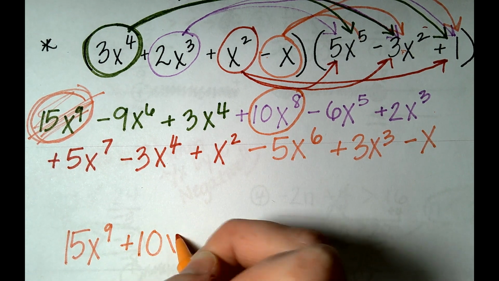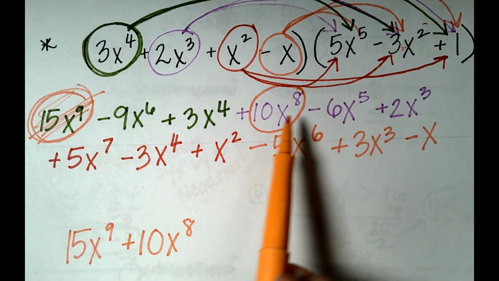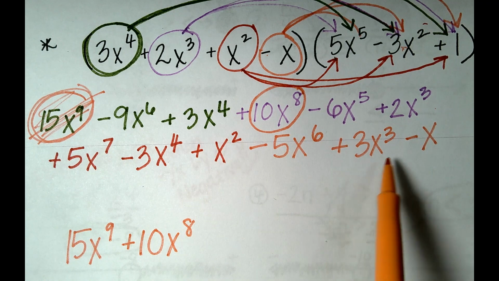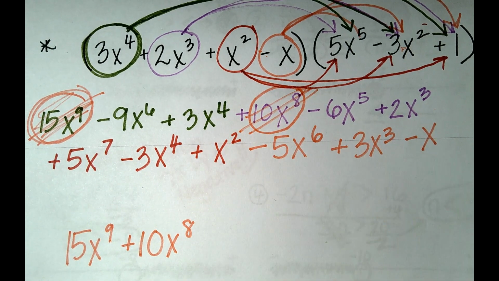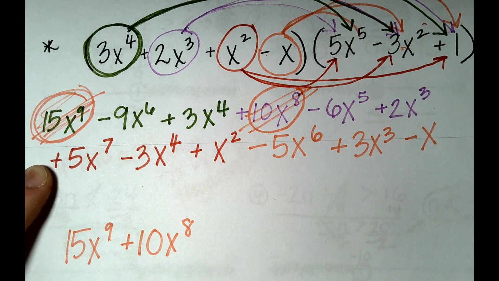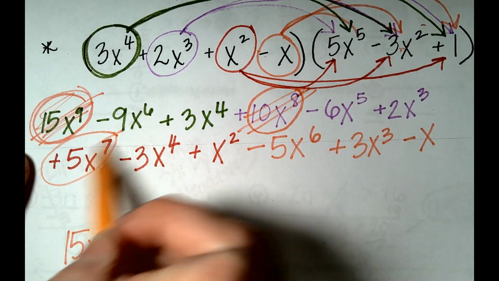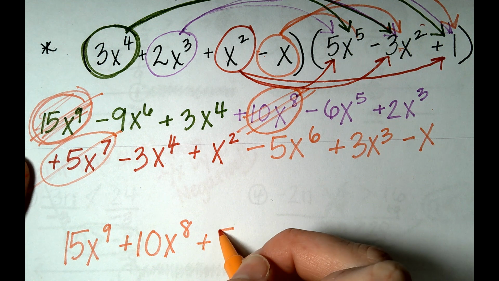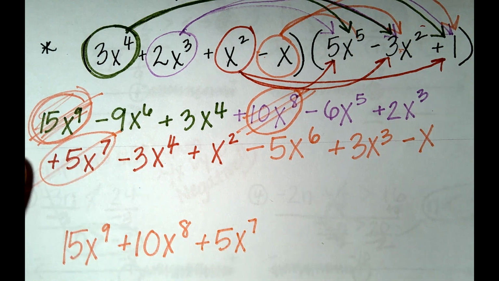Plus 10x to the 8th. Is there any other 8s? Nope. Okay, so we're done with that. Is there a 7? Yes, there is. 5x to the 7. Is there any other 7s? No. Okay, so we're going to bring that down: 5x to the 7. Is there a 6?